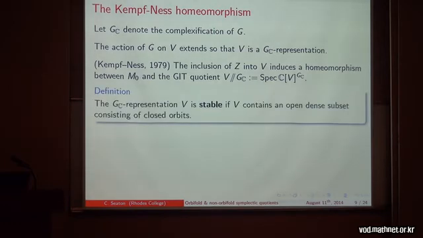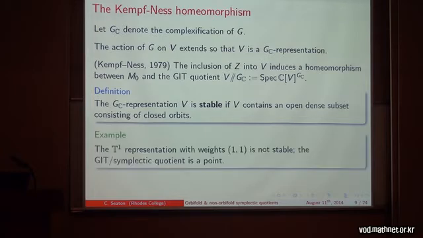And so let me give one definition that will allow me to simply state some hypotheses going forward. When we complexify the representation, we say that it's stable if it contains an open dense subset consisting of closed orbits. So when you take the GIT quotient, you throw away all the orbits that aren't closed. Just as an example, the T1 representation given by the weights 1, 1, so just the diagonal action, is not stable. And in this case, the zero fiber of the moment map is a point. So this is why we want to throw these kinds of things out.